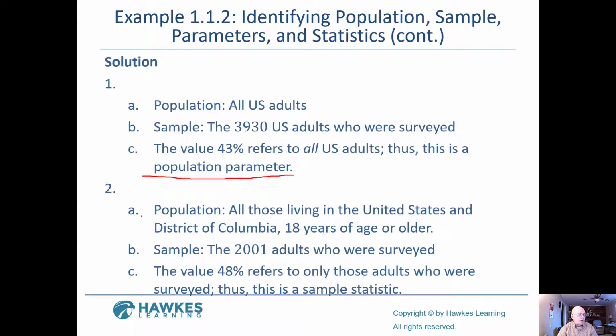For number 2, did you get the population as all those living in the United States and the District of Columbia? Sometimes we forget that. 18 and older. Did you get the sample as the 2,001 adults who were surveyed? And last of all, the 48%. Did you recognize that as the numbers coming from the sample? So it's a sample statistic. Hope you got them all.